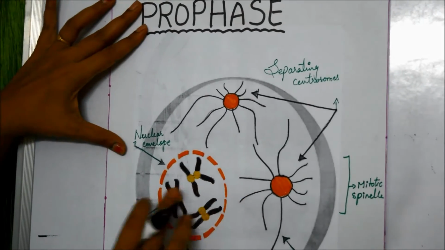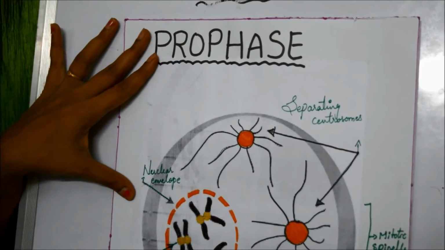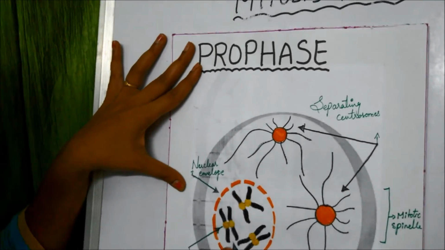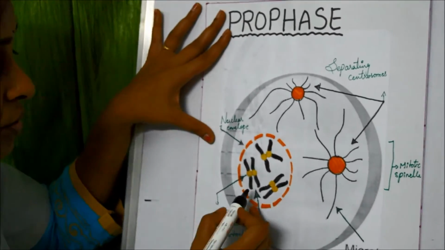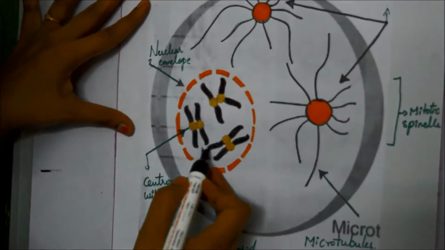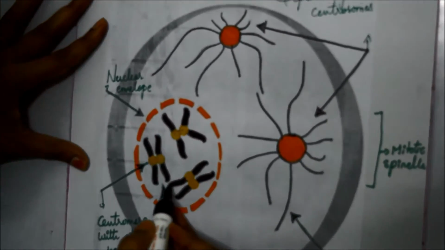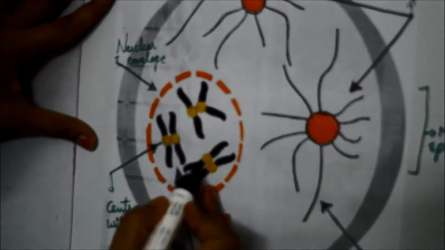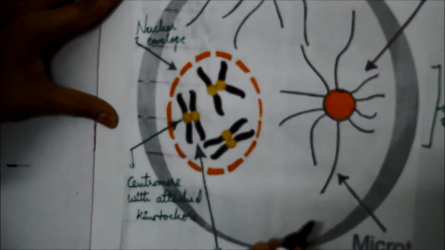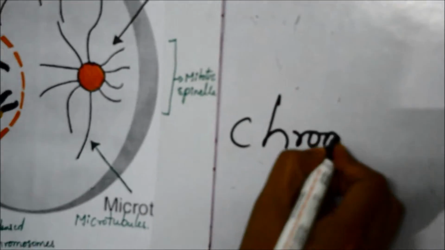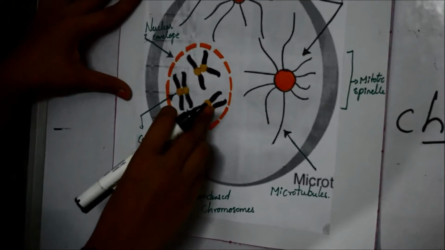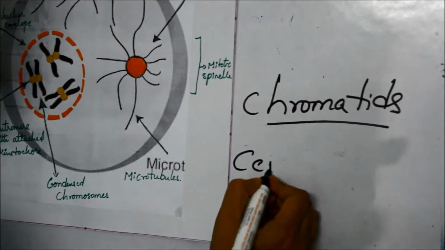This is the first stage of cell division. During prophase, the chromosomes become condensed. As a result, the shape of each chromosome becomes definite and distinct. Each chromosome contains two arms called chromatids. These two chromatids are joined together by the centromere.